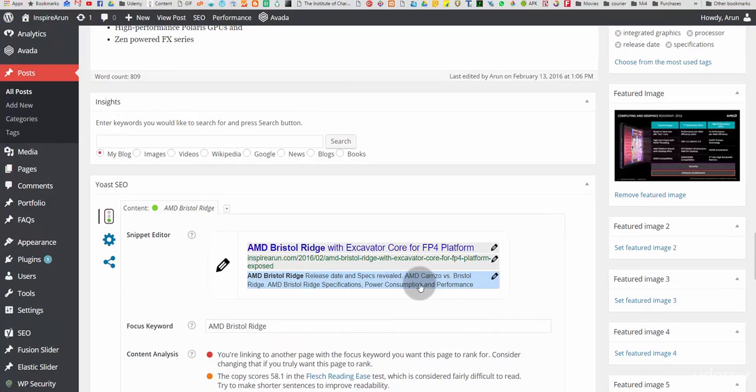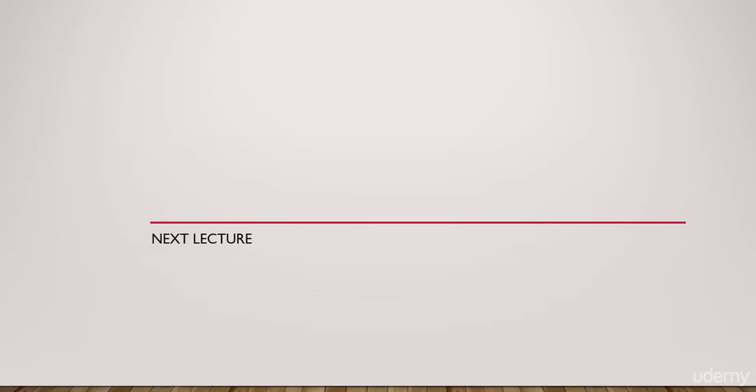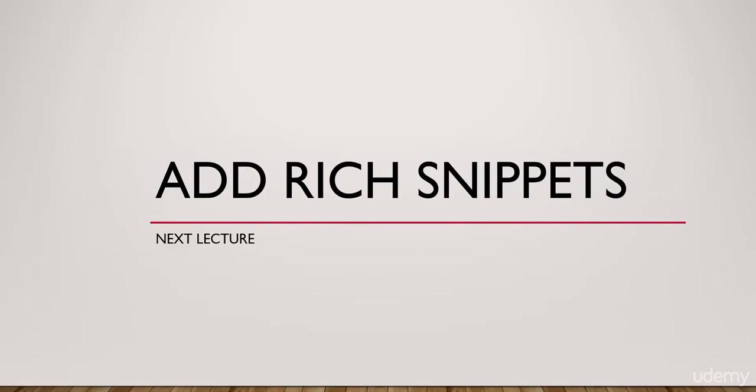So don't leave this field empty or make it auto-generate your meta descriptions. Spend some extra 20 seconds to optimize this meta description and title, which will fetch you at least 2 to 3 times the organic traffic. In the next lecture, let's see how to add rich snippets in your posts.